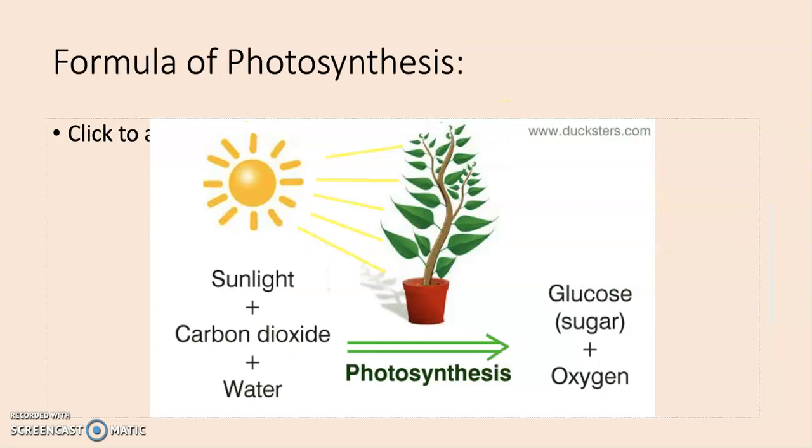So our formula for this, I've got a couple ways of showing this. Sunlight plus carbon dioxide plus water. This arrow thing, whoops, is a big thing of science. It means it's processing into, it turns into sugar and oxygen.